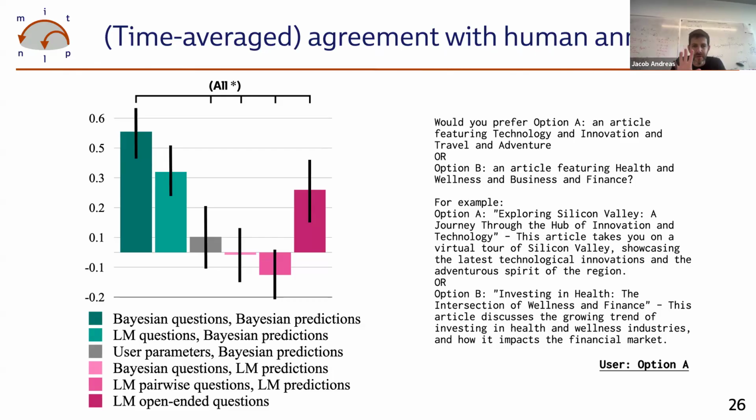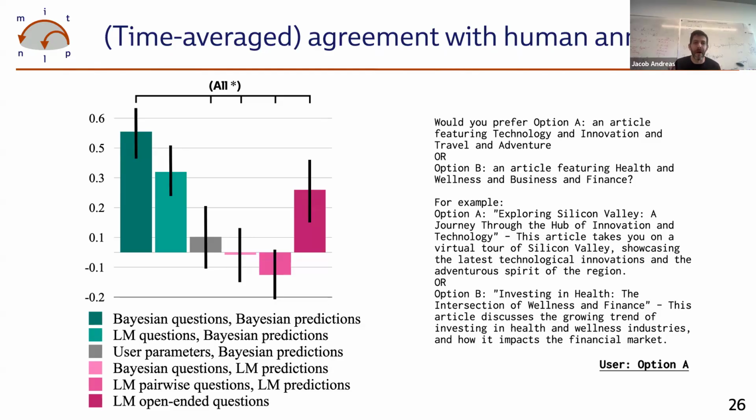Again, these are older models. I think this is all GPT 3.5, although I can go back and check. It's possible that current models are better, but it seemed like pairwise preference data is hard to work with for these models in context.